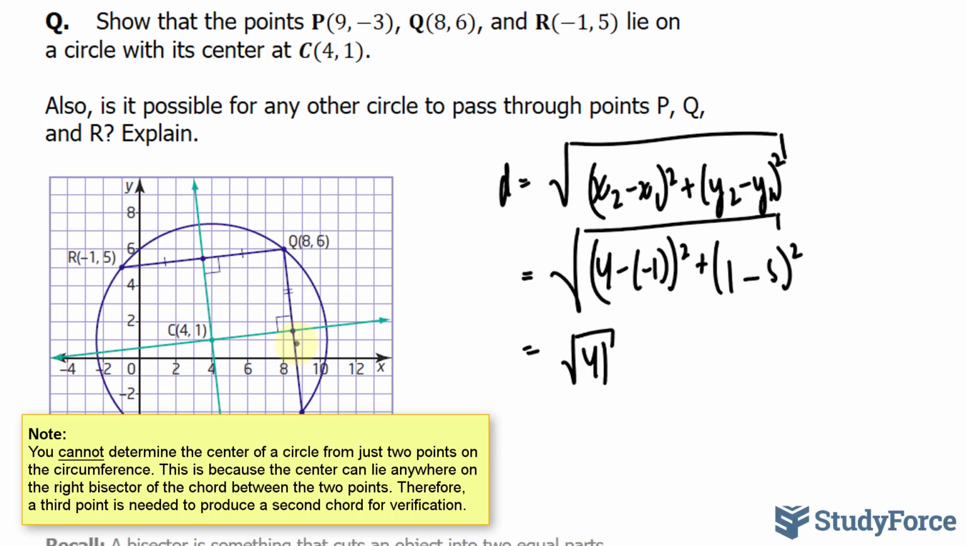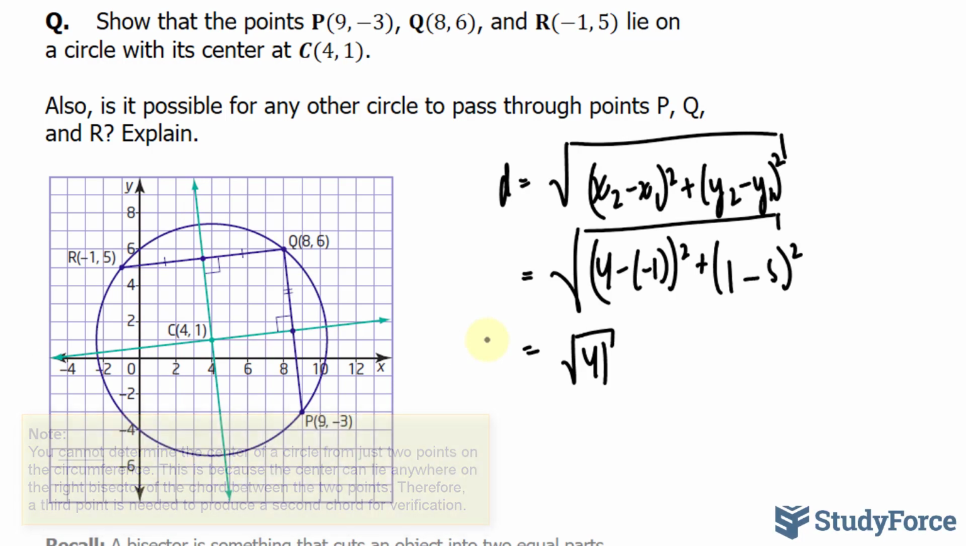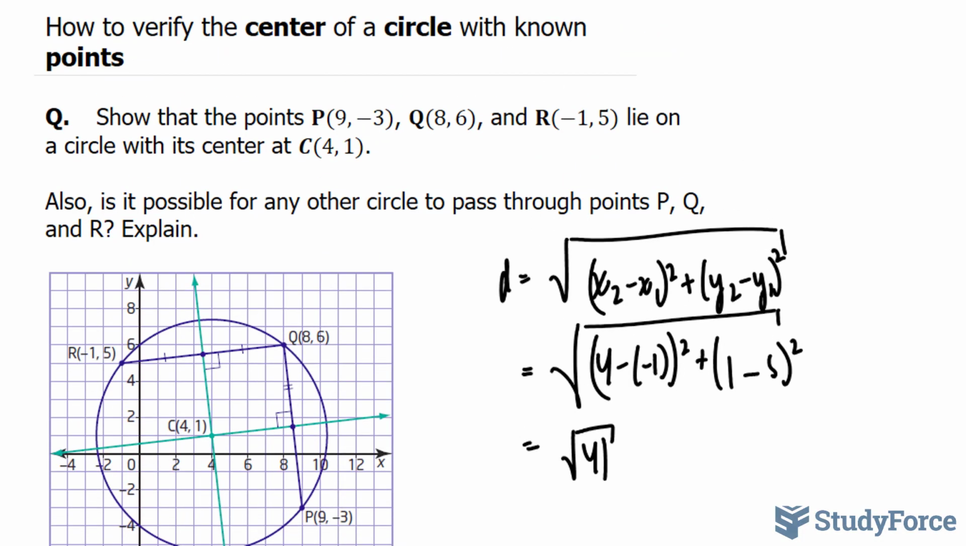It turns out that whatever method that you choose, it shows that the point of intersection of these two perpendicular bisectors do intersect at 4 and 1. And there you have it. That is how to verify the center of a circle with known points.